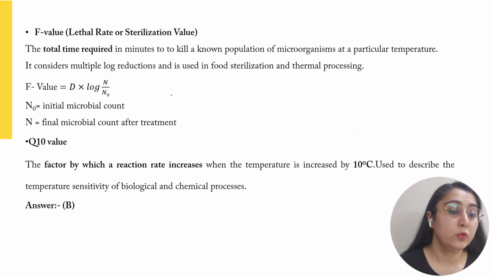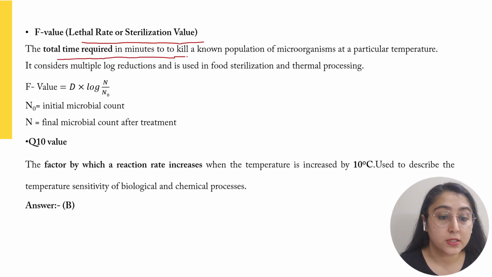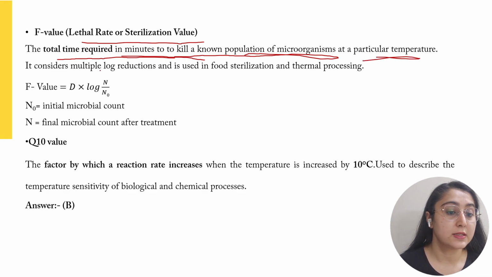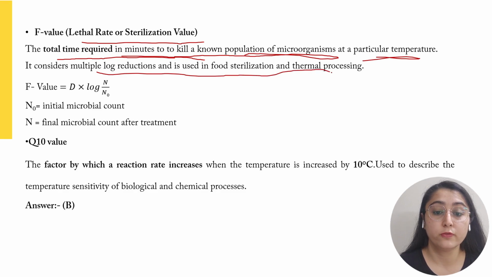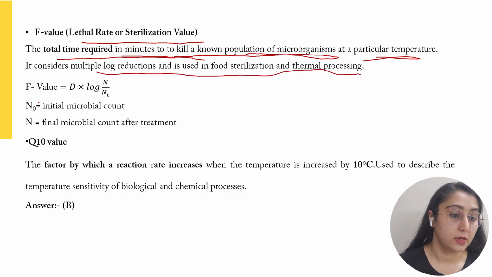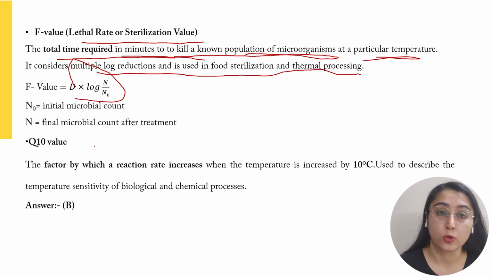Next is F value, which is also known as lethal rate or sterilization value. It is the total time required in minutes to kill a known population of microorganisms at a particular temperature. It considers multiple log reductions, and it is used in food sterilization and thermal processing. So the F value is given by this formula, where again D represents the D value, and N by N0 is the initial and the final microbial count.